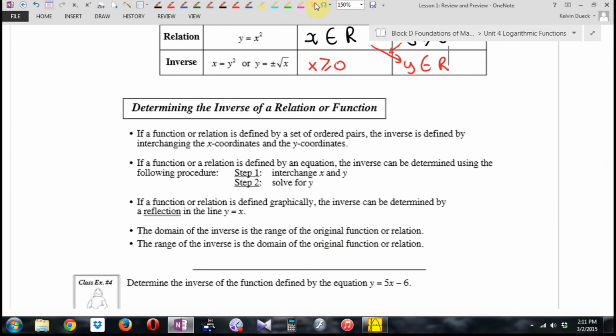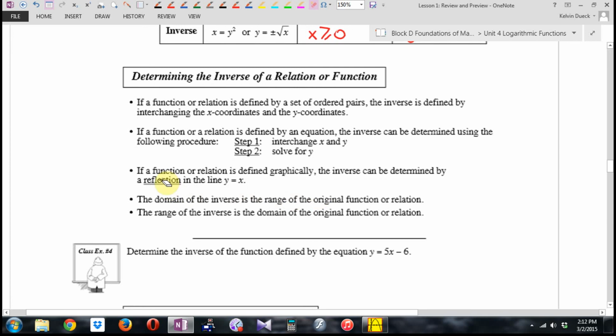So if I give it to you as a set of ordered pairs, then literally switch the x's and y's. As an example, if the original goes through (1, 9), what does the inverse go through? (9, 1). That easy. Don't waste your time. If I give it to you as an equation, you have to do some algebra. Wherever there's an x in the original, put a y. Wherever there's a y in the original, put an x, and then get the y by itself. That's your inverse equation. Or, if I give it to you as a graph, it's a reflection about the line y equals x.